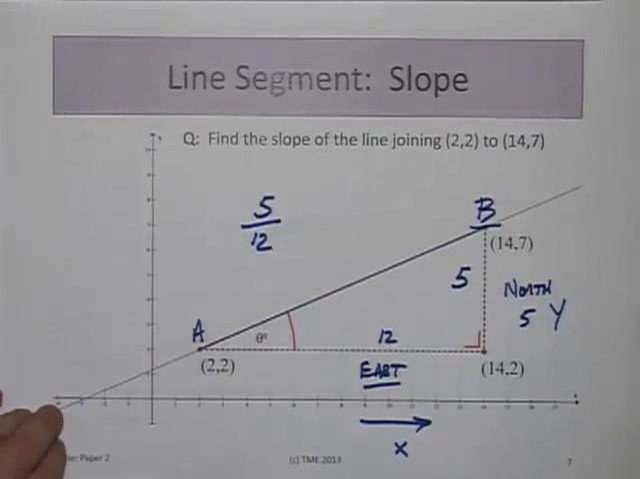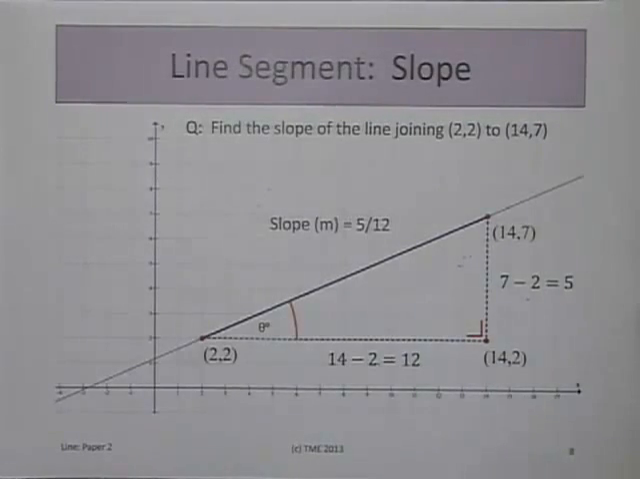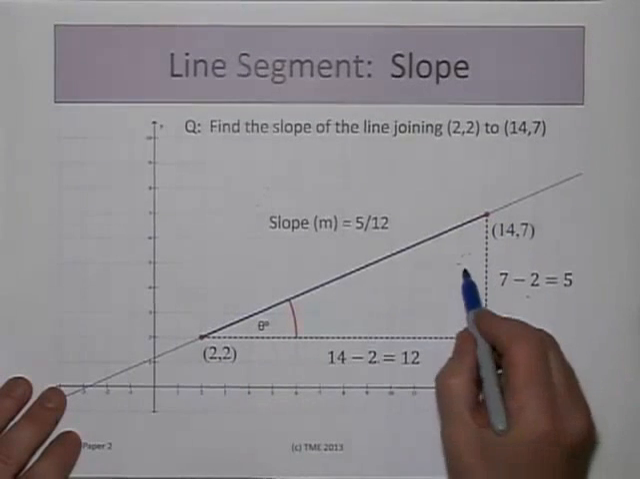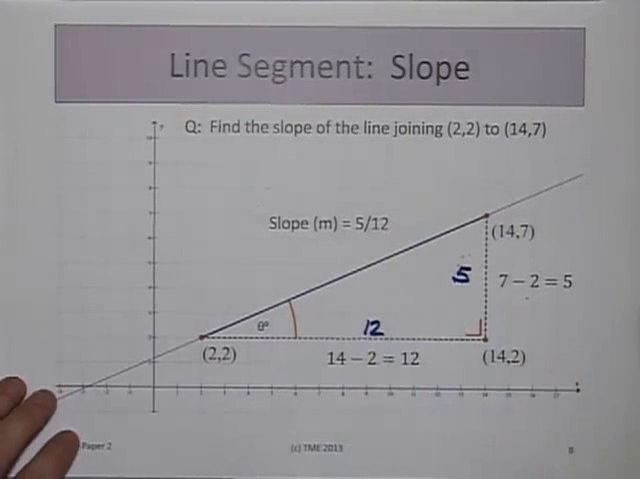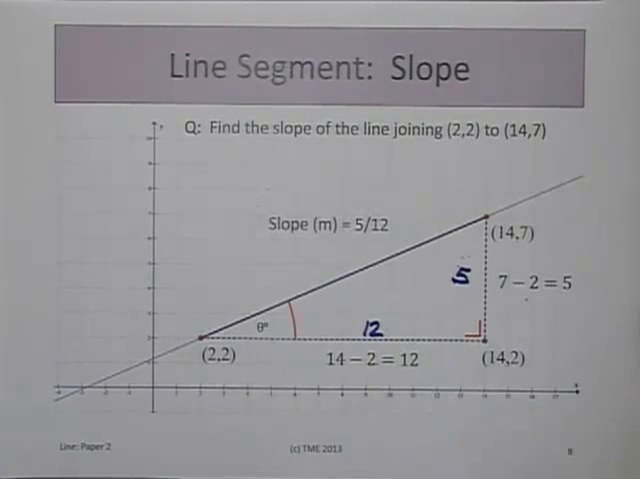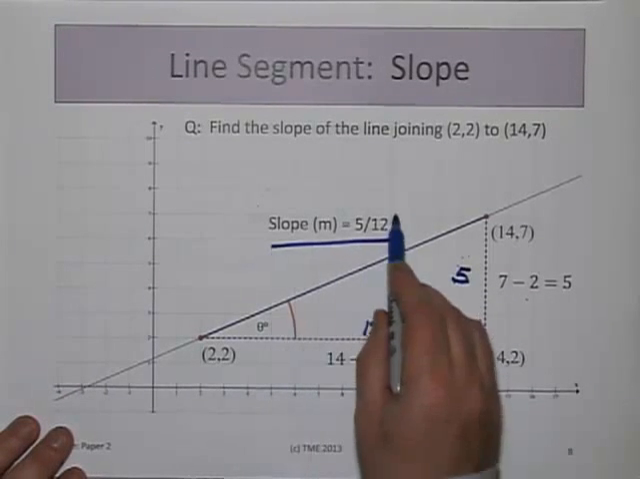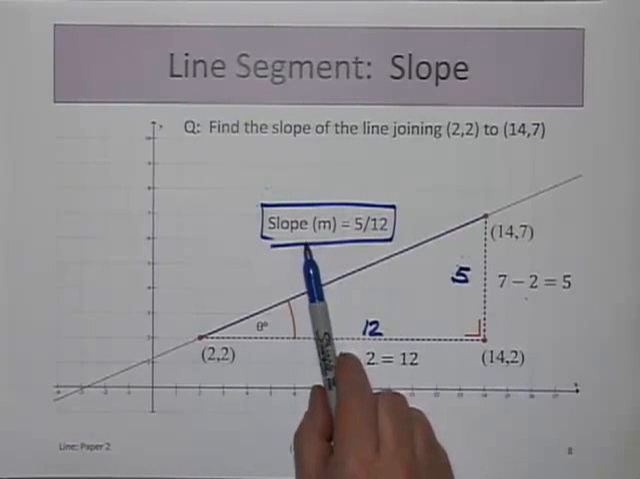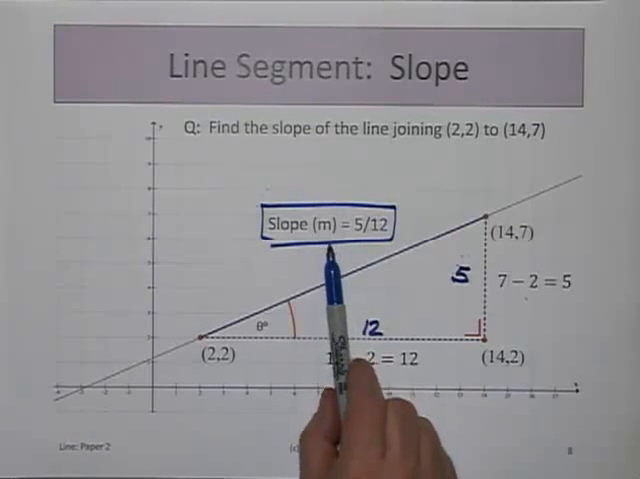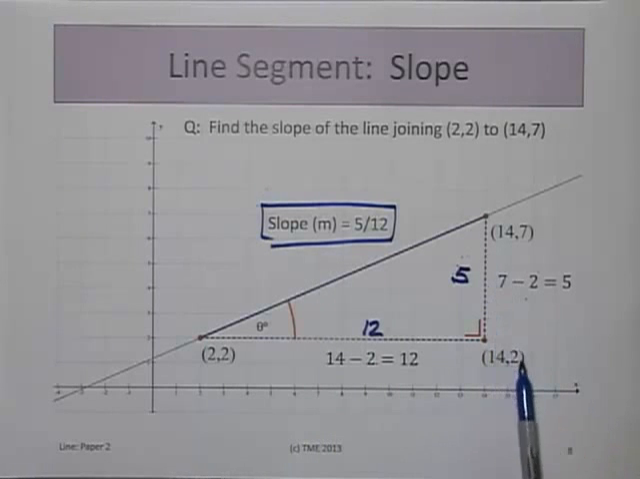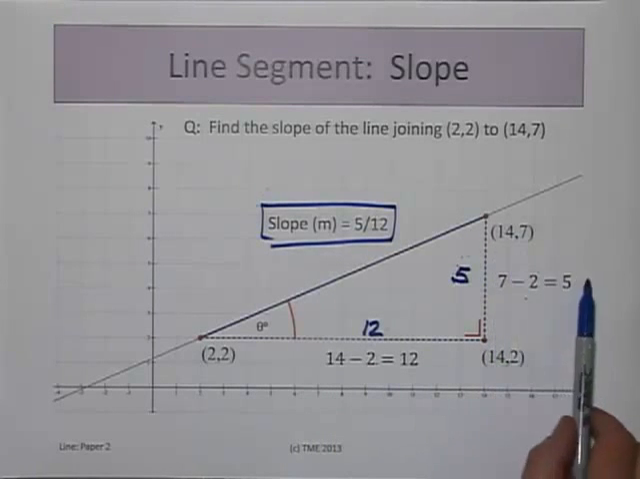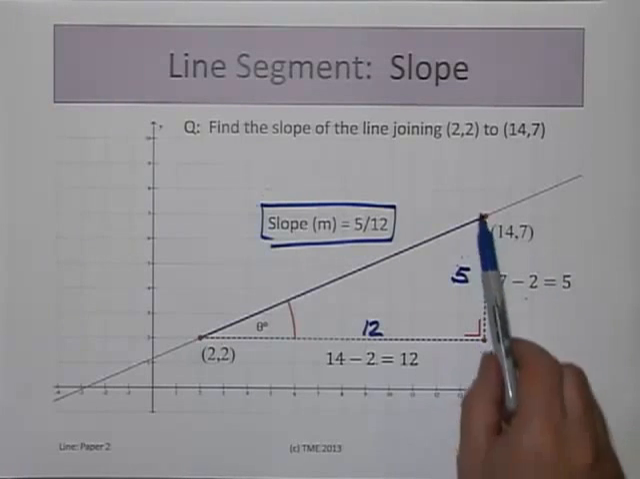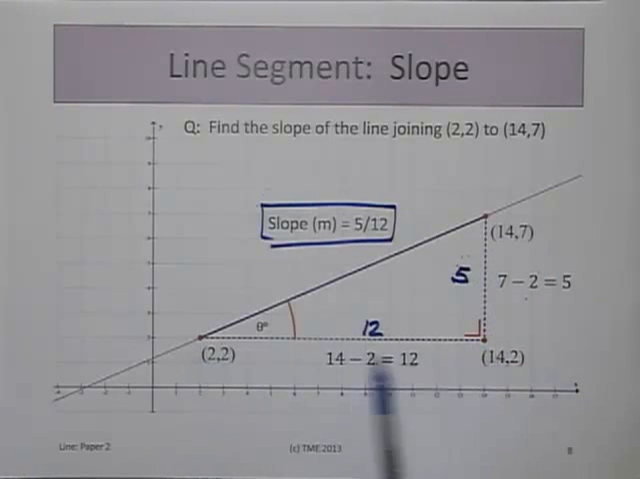And that's an important thing that we pick up on the slope. The slope here is given by how far up you go, 5, for how far across you go, 12. 5 over 12. That's the slope. In your line, we call that m, the slope of the line. How do we get it? We get (14, 2) to (14, 7), a total of 7 minus 2 is 5, 5 steps there. And (2, 2) to (14, 2), a total of 12 steps here.